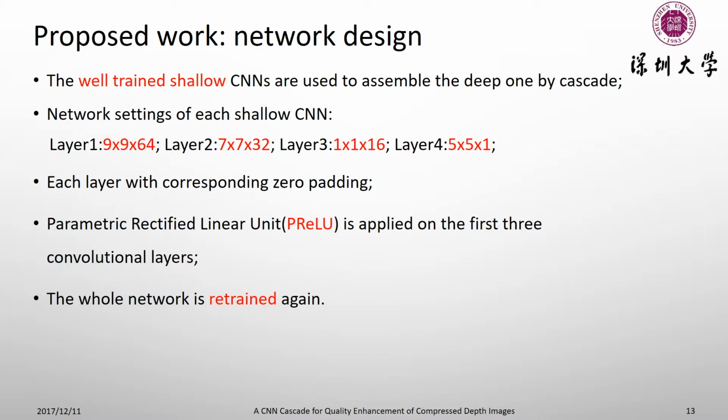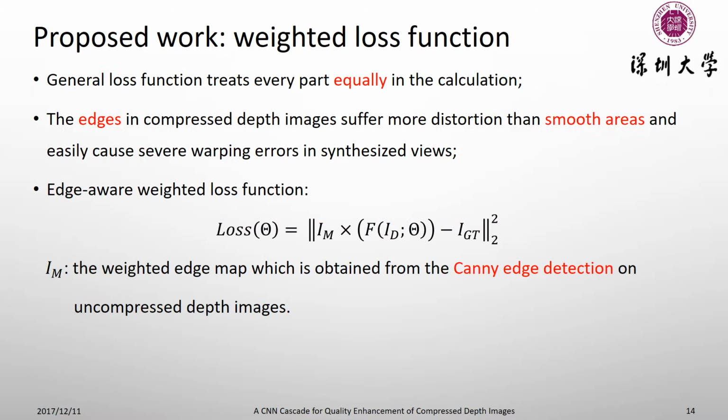Parametric ReLU is applied on the first 3 convolutional layers. After cascade, the whole network is retrained again. In this work, we propose to adopt a weighted loss function rather than a general loss function. Since the general loss function treats every part equally in the calculation, however, the edges in compressed depth images suffer more distortion than smooth areas and easily cause severe warping errors in synthesized views.